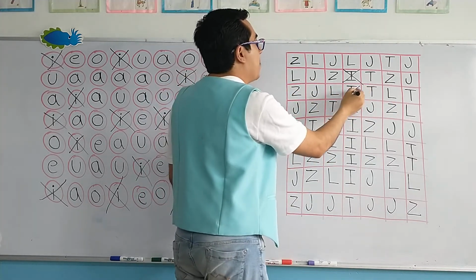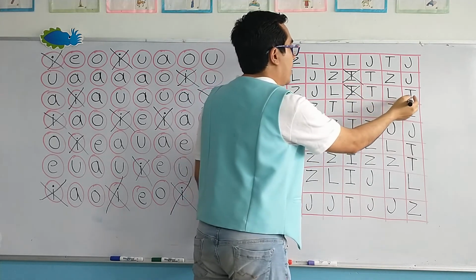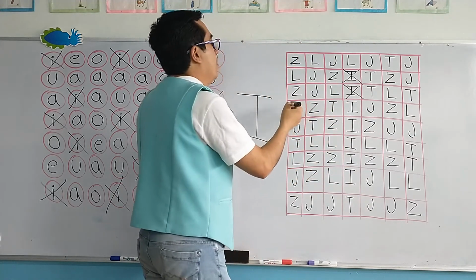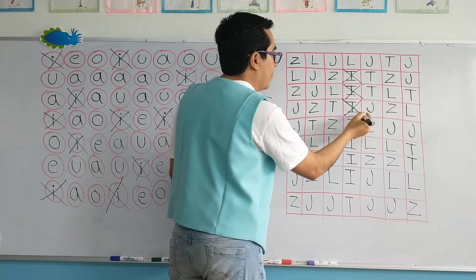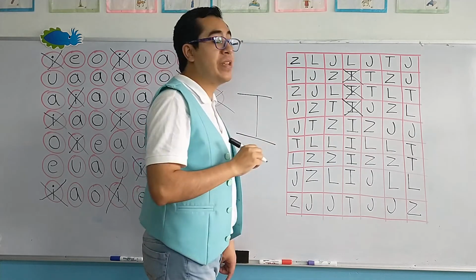Right here, capital I, we mark it. Okay, that's it. Let's continue. Under, abajo. Capital I, one more time. And that's it. Let's continue with the next row.